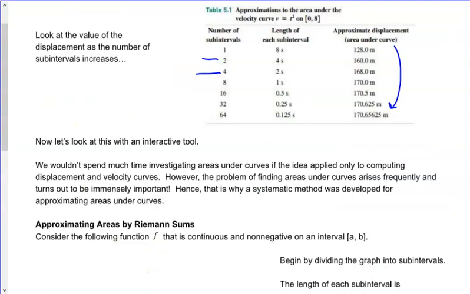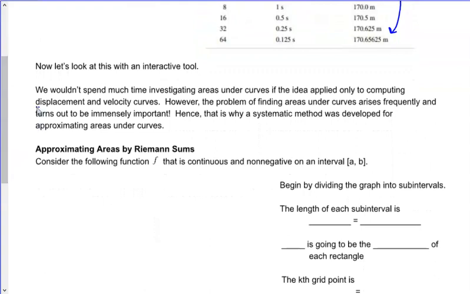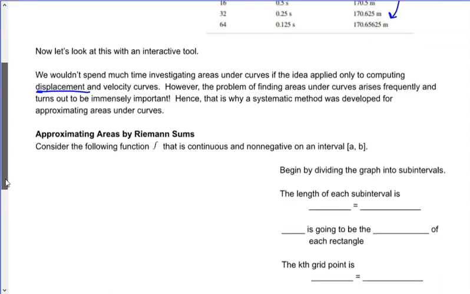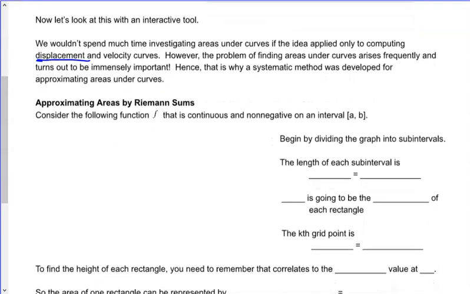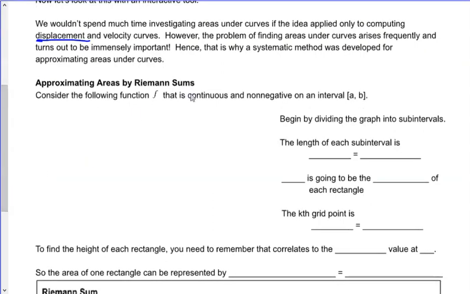We wouldn't spend much time investigating areas under curves if the idea applied only to computing displacement. That's what we were looking at on our velocity curves. But finding the area under curves arises frequently and turns out to be immensely important, and we will see that throughout Chapter 5. Hence, we're going to do a systematic method to approximate the areas under curves. Here we get one of our big definitions for this section, and they're called Riemann sums.